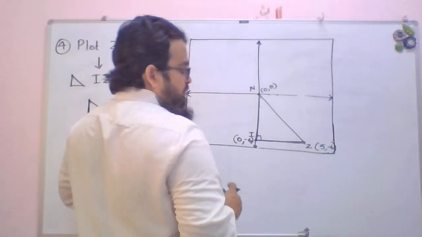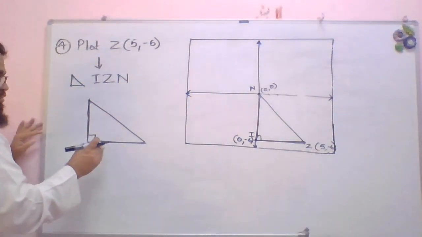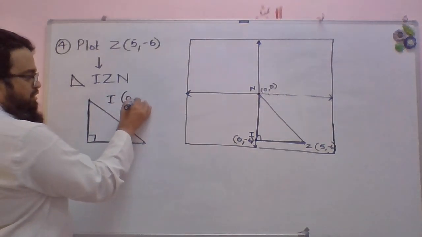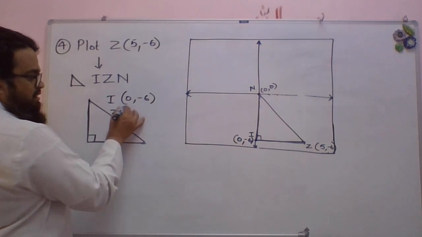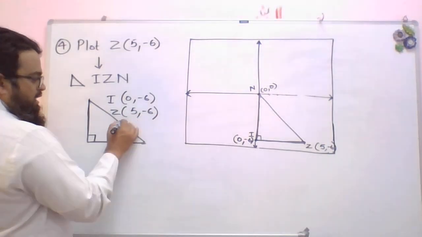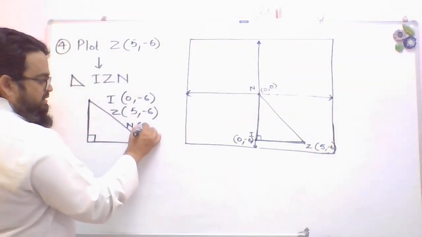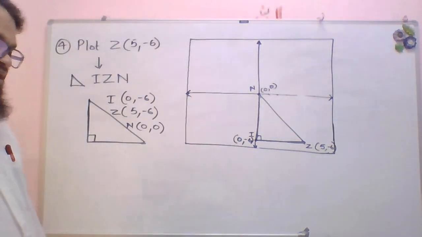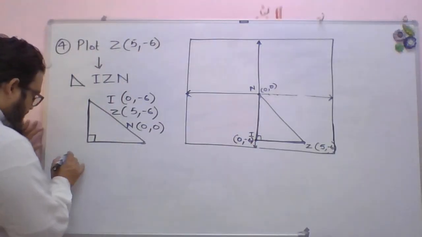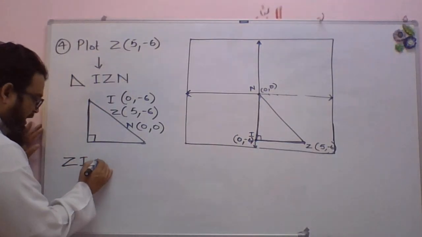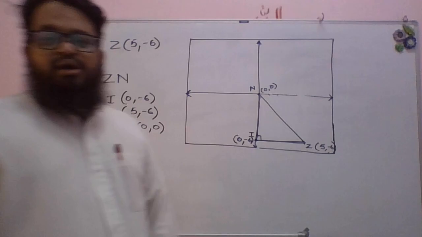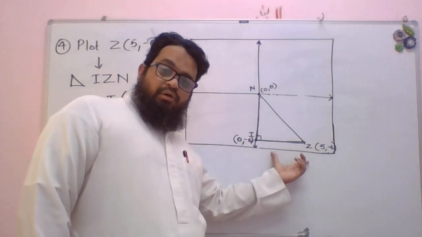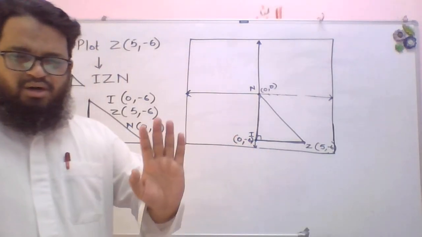And what are the coordinates of N? 0 comma 0. So we came to know that I is 0 comma minus 6, and Z is 5 comma minus 6, and N is 0 comma 0. So now you have to find the distance between these two, Z and I. My dear students, we have studied how to find the distance between 2 points. Are you going to find the difference of x coordinates, find the difference of y coordinates, square them and add them? No need of it.